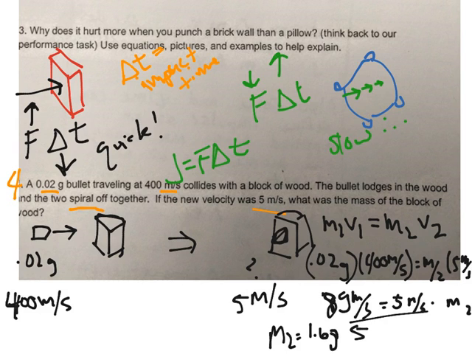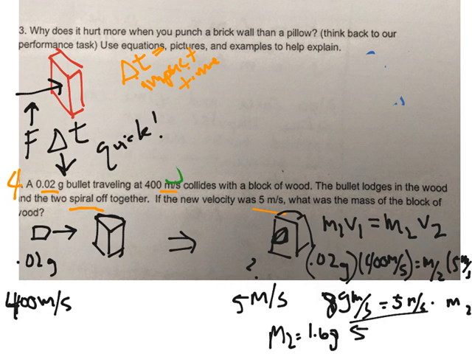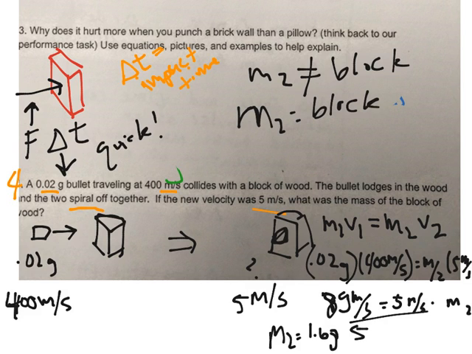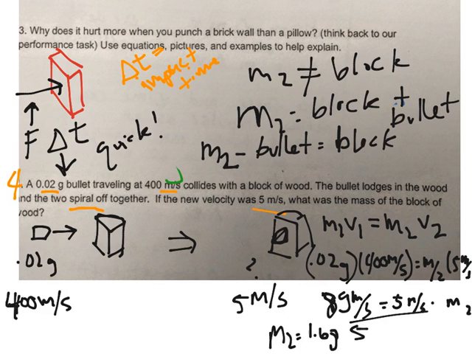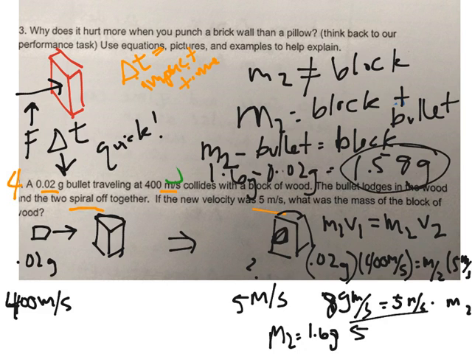The key point here is m2 is not your block of wood. M2 is your block plus the bullet inside of it. So to find the block, we have to do m2 minus the bullet, and that will get us our block. And that's exactly what you have to do. So it's 1.6 minus 0.02 grams. The ultimate answer is 1.58 grams is the mass of your block of wood.